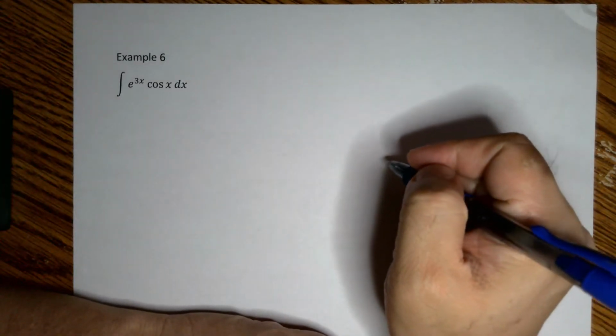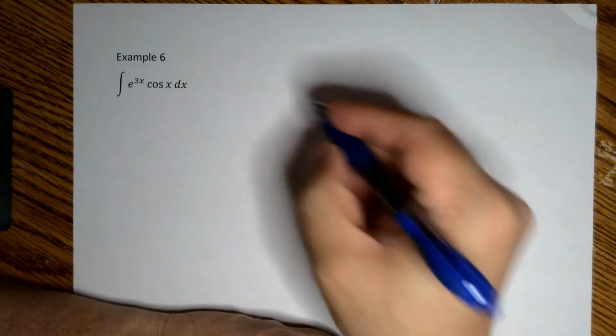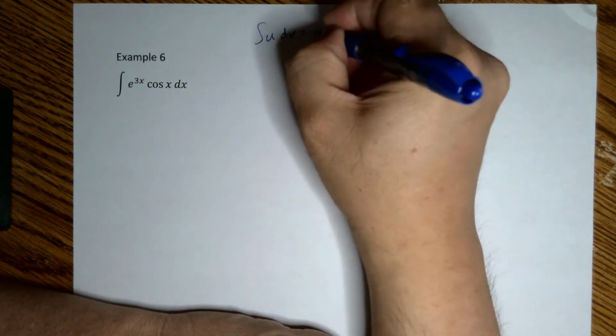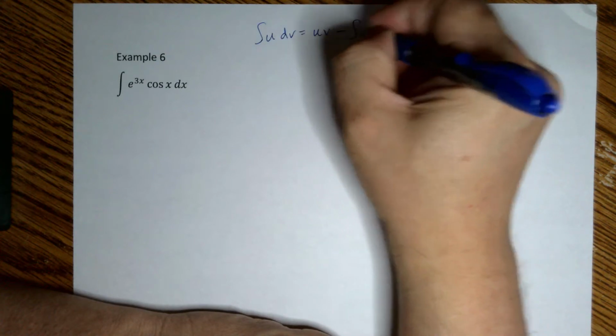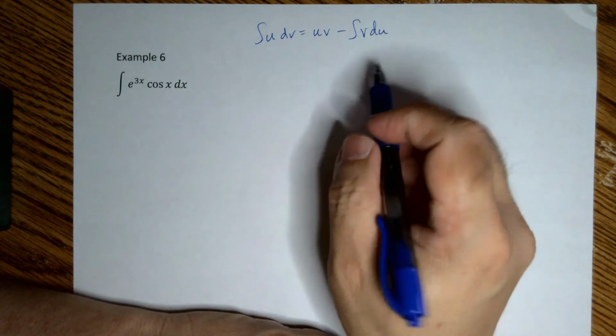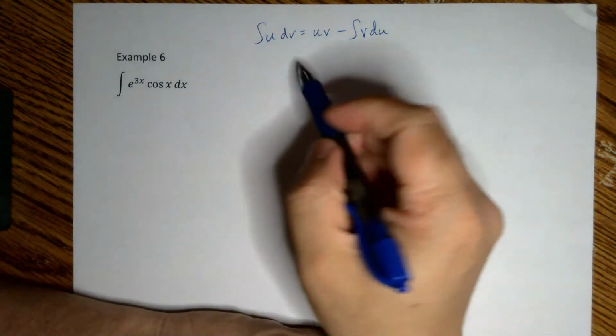All right, this is integration by parts. We're doing integration by parts. The integral of u dv equals u times v minus the integral of v du. Remember, that's the formula for integration by parts.